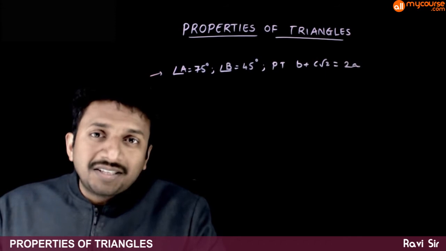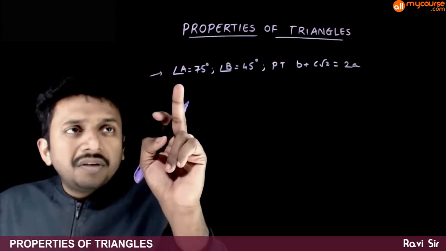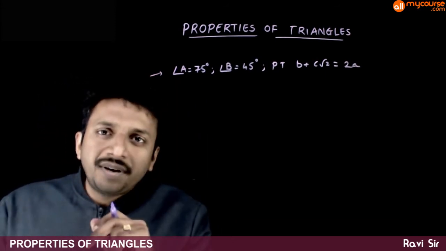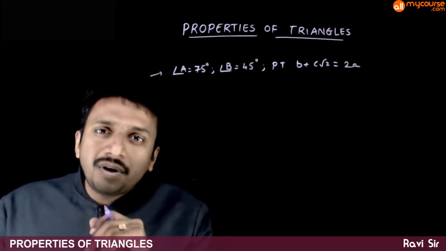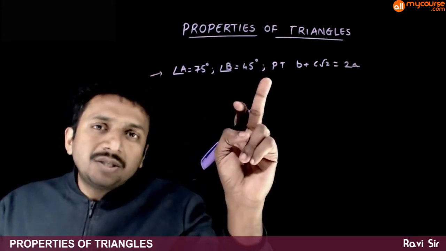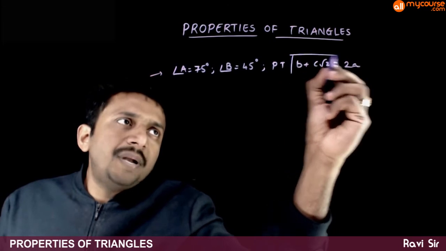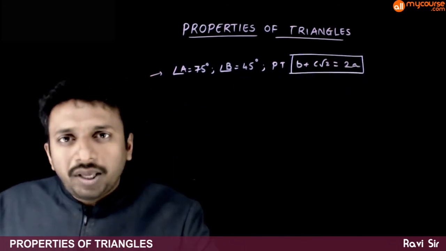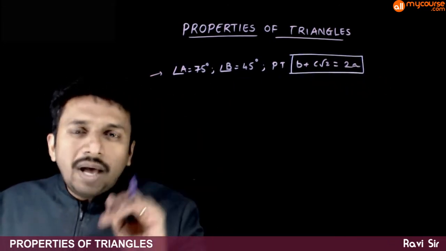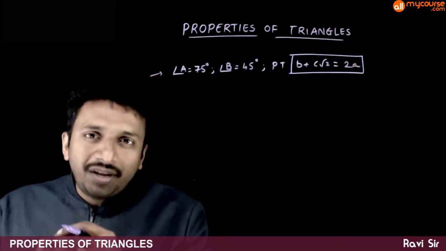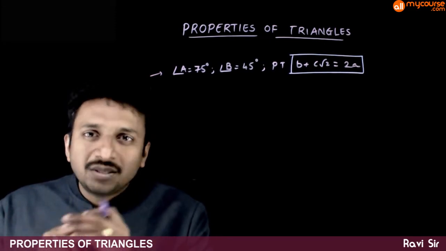So let us take another example. In this question you're given that angle A is equal to 75 degrees, angle B is equal to 45 degrees. And you're asked to prove that b plus c root 2 is equal to 2a. So you're given two angles, that means effectively you're given all the three angles because the sum of angles is 180 degrees.